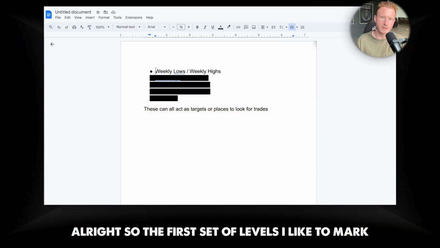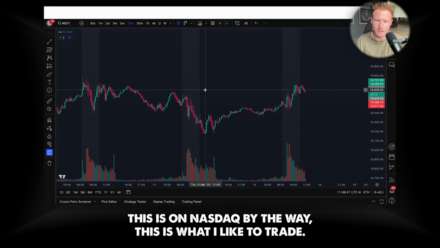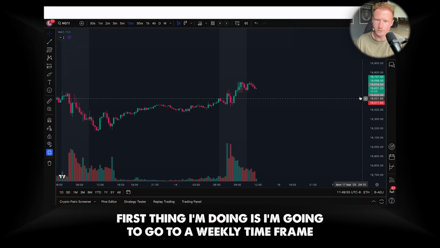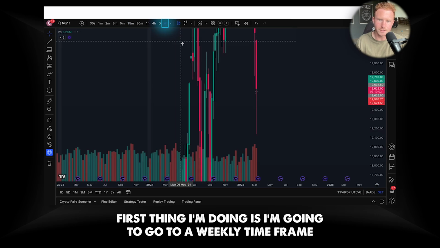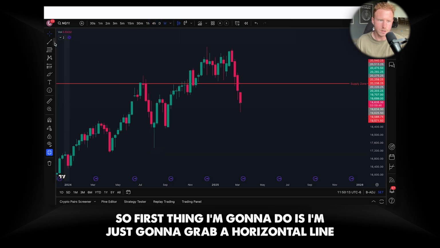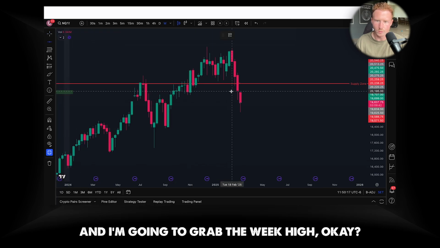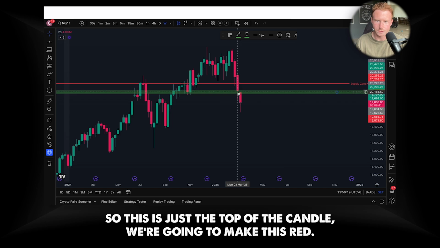All right, so the first set of levels that I like to mark is the weekly lows and the weekly highs. Okay, so going into a brand new clean chart, this is on NASDAQ, by the way, this is what I like to trade. First thing I'm doing is I'm gonna go to a weekly time frame and we're gonna mark out the weekly lows and highs. So first thing I'm gonna do is grab a horizontal line and grab the week high. Okay, so this is just the top of the candle.